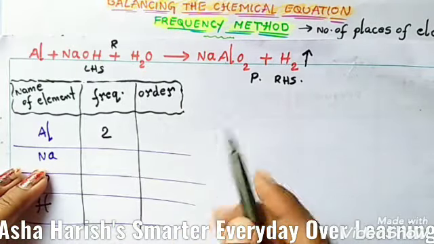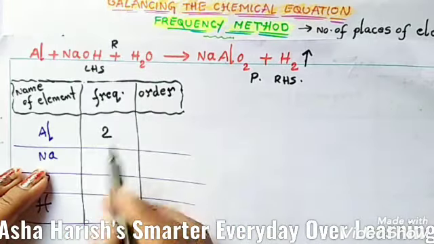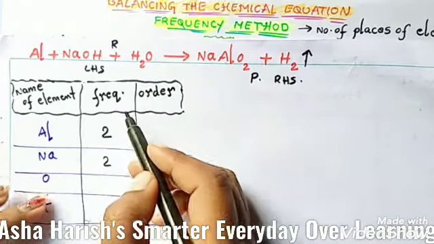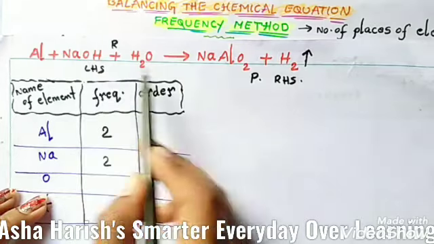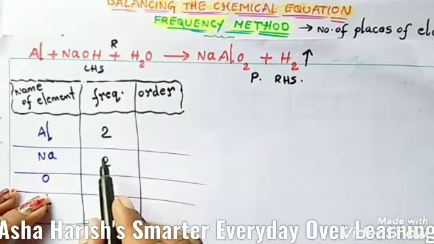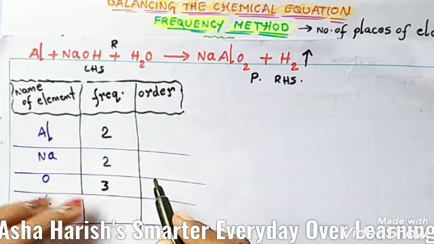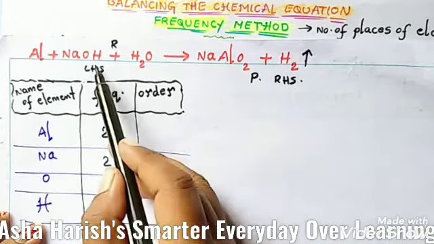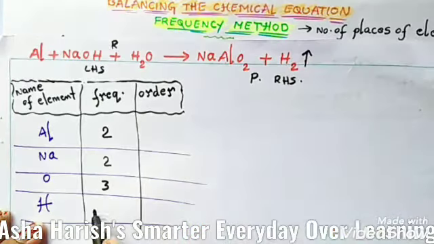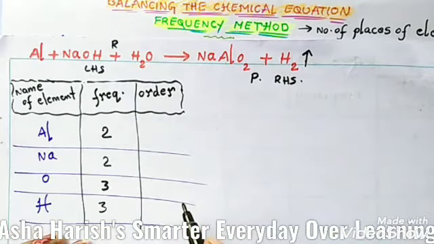Now what about sodium? Here 1, here 2, so sodium also has frequency 2. Coming to oxygen, here 1, 2, 3 places. Oxygen is located at 3 places, so the frequency of oxygen is 3. Now coming to hydrogen, 1, 2, 3. At 3 places hydrogen is also located.